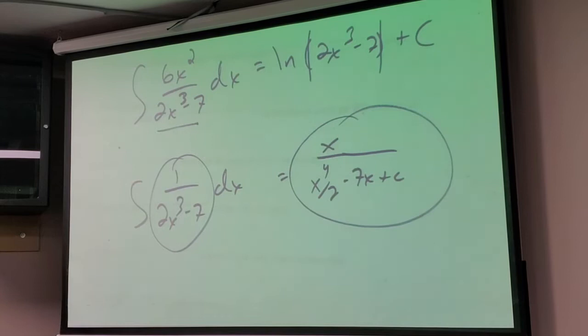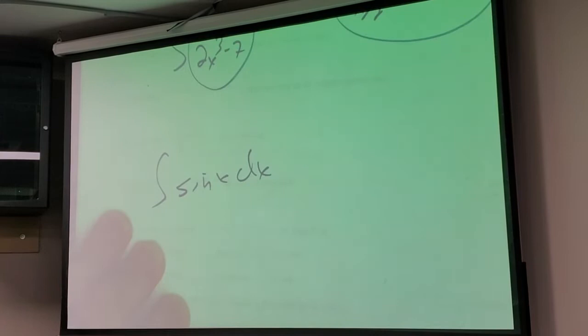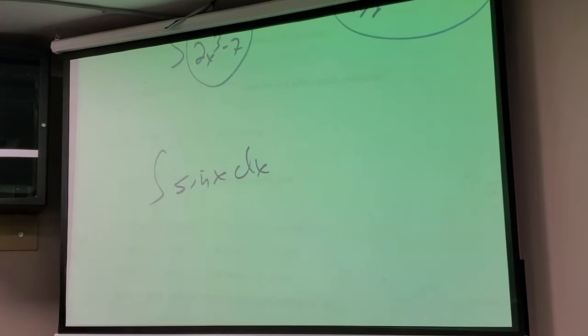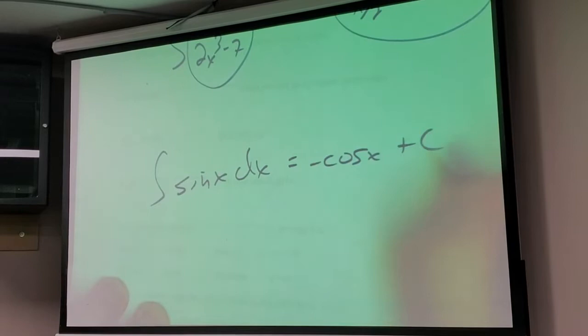So my point right now is the same point I've been trying to make. If I have a more complicated function than just something with an x, so the integral of sine x is easy. Why? Because its inside is just x. There's no requirement to have something else inside. That's easy. There was no weird differentiation rule to get me here, so undifferentiating should be easy. Yes? And what is this? Good. Negative cosine x. We'll see. Okay. But what's wrong with this thing?